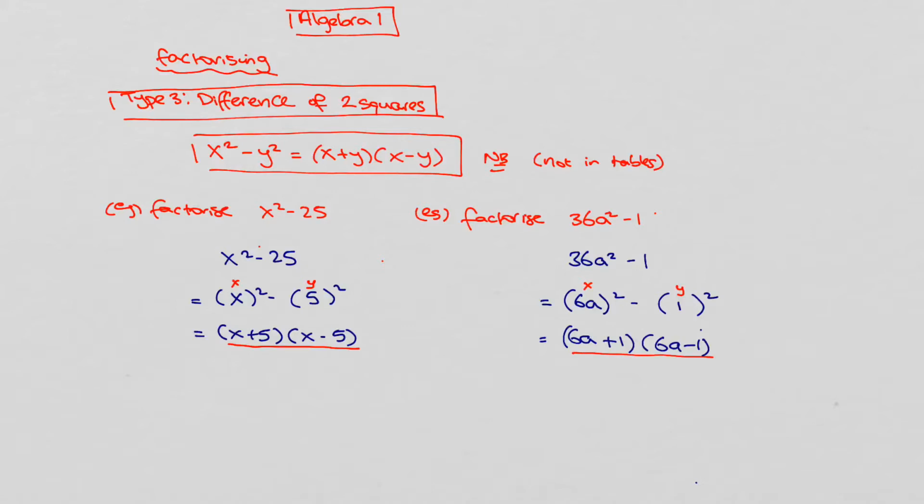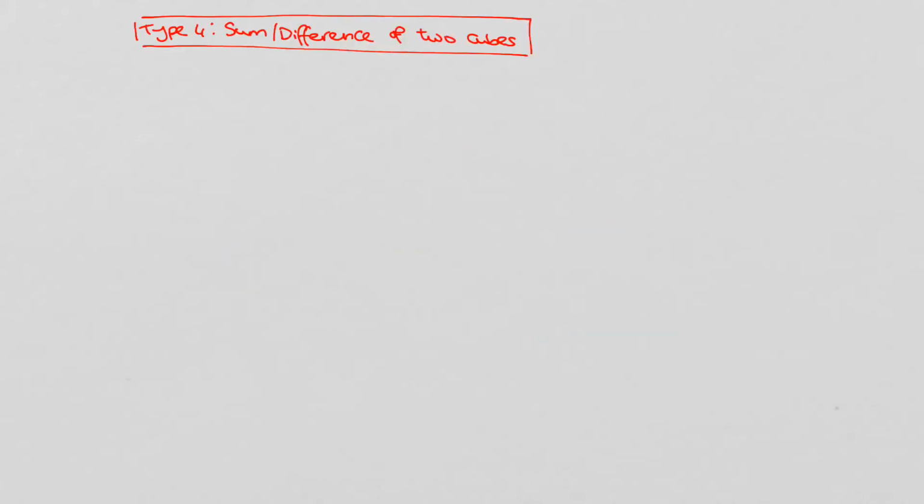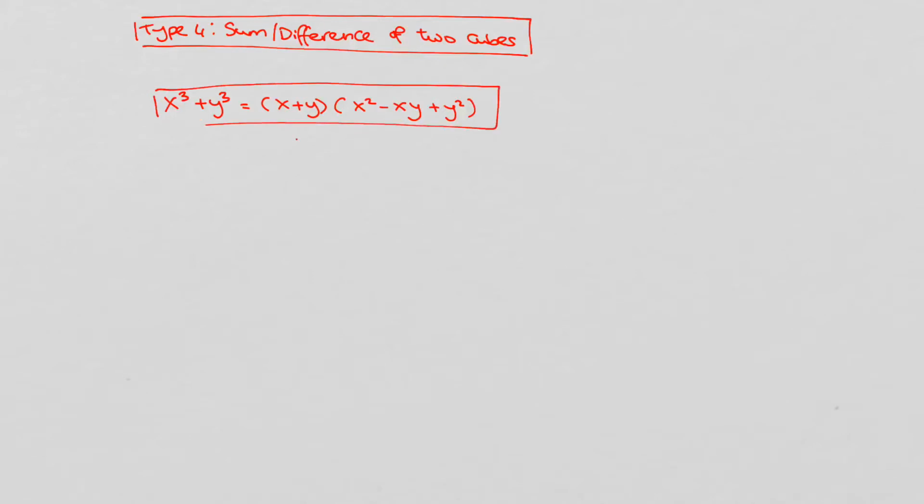Okay, so if we look at type 4 next, where we're looking at our cubes. For type 4, sum and difference of two cubes, what we're going to have is x cubed plus y cubed. So something cubed plus something cubed will be our sum of two cubes. And our rule then is x plus y times x squared minus xy plus y squared. And again, not in our maths tables.